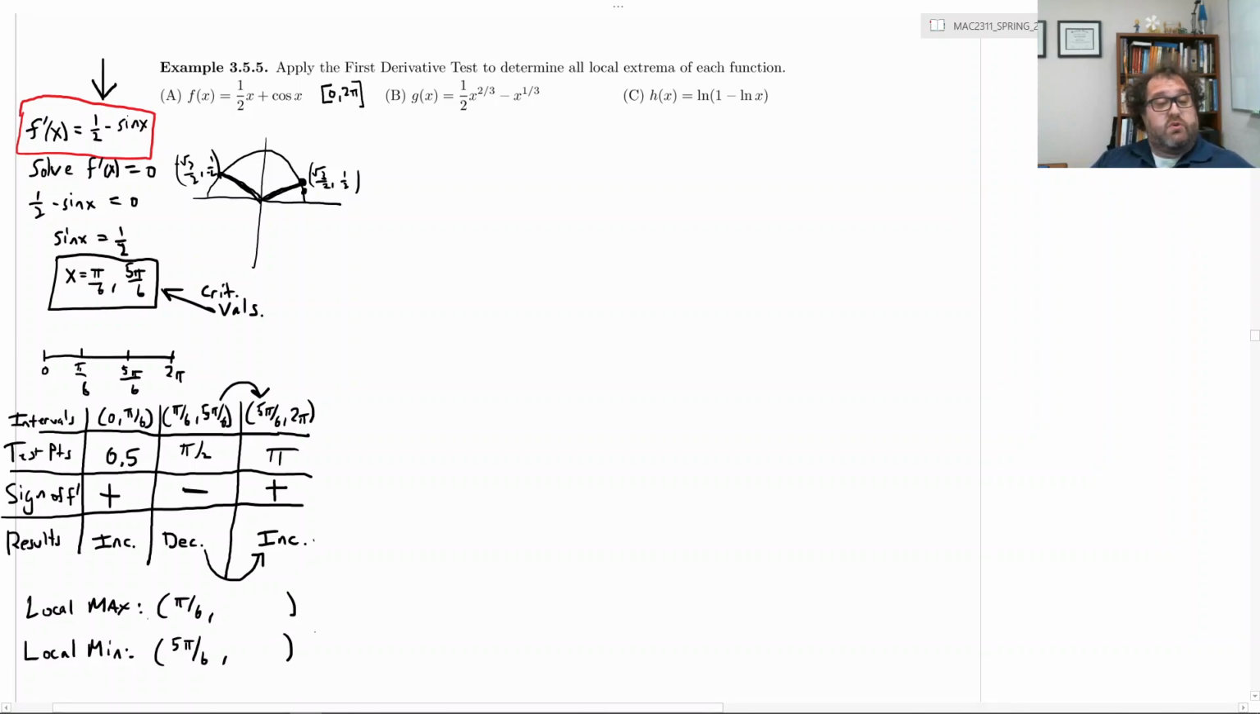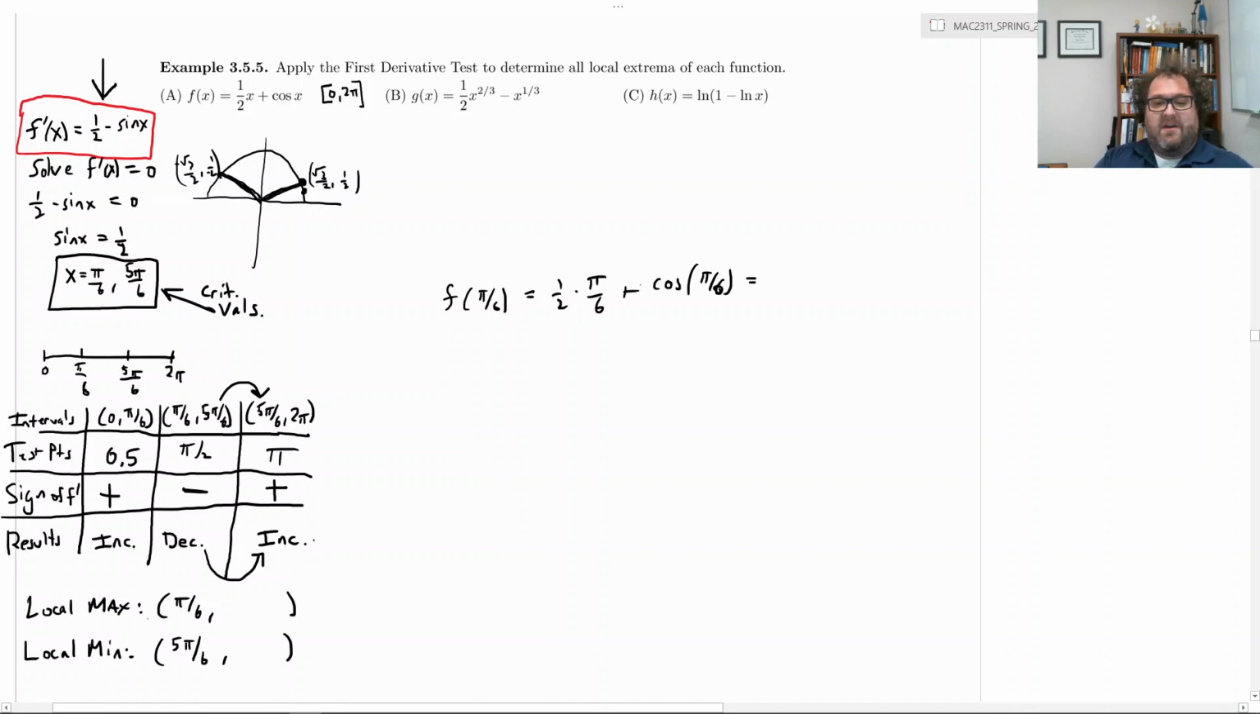Now, I suppose we should find the y values. The y values mean we need to go to the original function. So this is going to take a little bit of scratch work probably. So if you go to the original function f, f of π/6 means 1/2 times π/6 plus cosine of π/6. This is going to be a not fun y value.